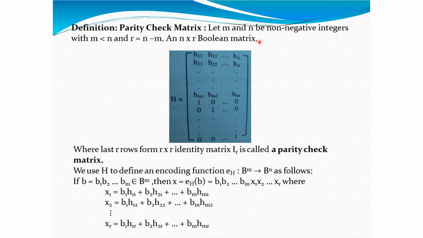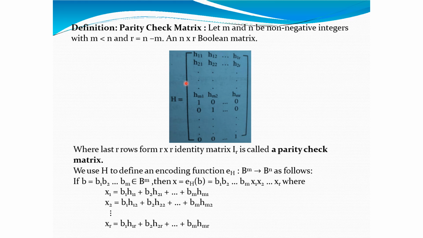Let m and n be non-negative integers with m less than n and r is equal to n minus m. And n by r Boolean matrix H equal to H11, H12, H1R, H21, H22, H2R, HM1, HM2, HMR, and last R rows form an R by R identity matrix. Such a matrix is called as a parity check matrix.